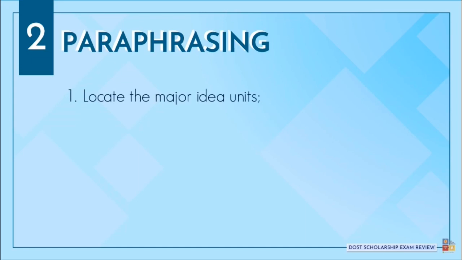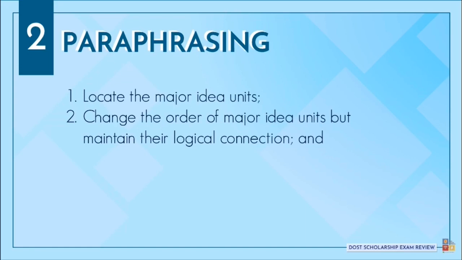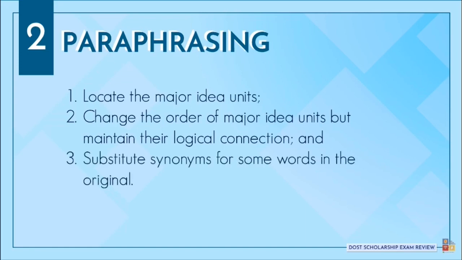Step 1. Locate the major idea units. We first find out what the passage or the text is talking about. Step 2. Change the order of major idea units, but maintain their logical connection. And step 3. Substitute synonyms for some words in the original. Okay, so let's apply these steps to an item from our pretest.